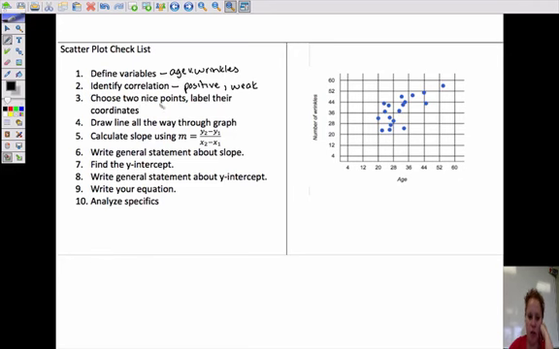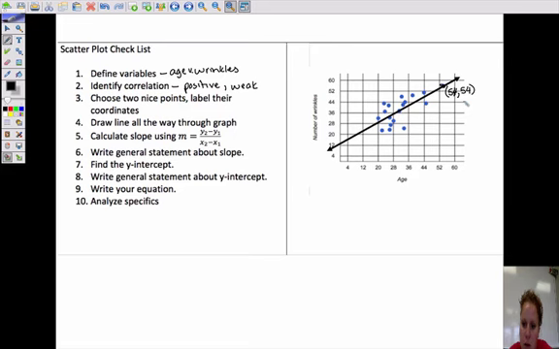You're supposed to choose two nice points and label their coordinates. So we're going to need to draw our line. These two steps should probably be flipped. So let's draw a line. Kind of looks like this line would fit our points pretty well, don't you think? So then we need to choose 2 points within that line. So let's see, it goes through this one. That looks like it could be 54, comma 54 maybe.